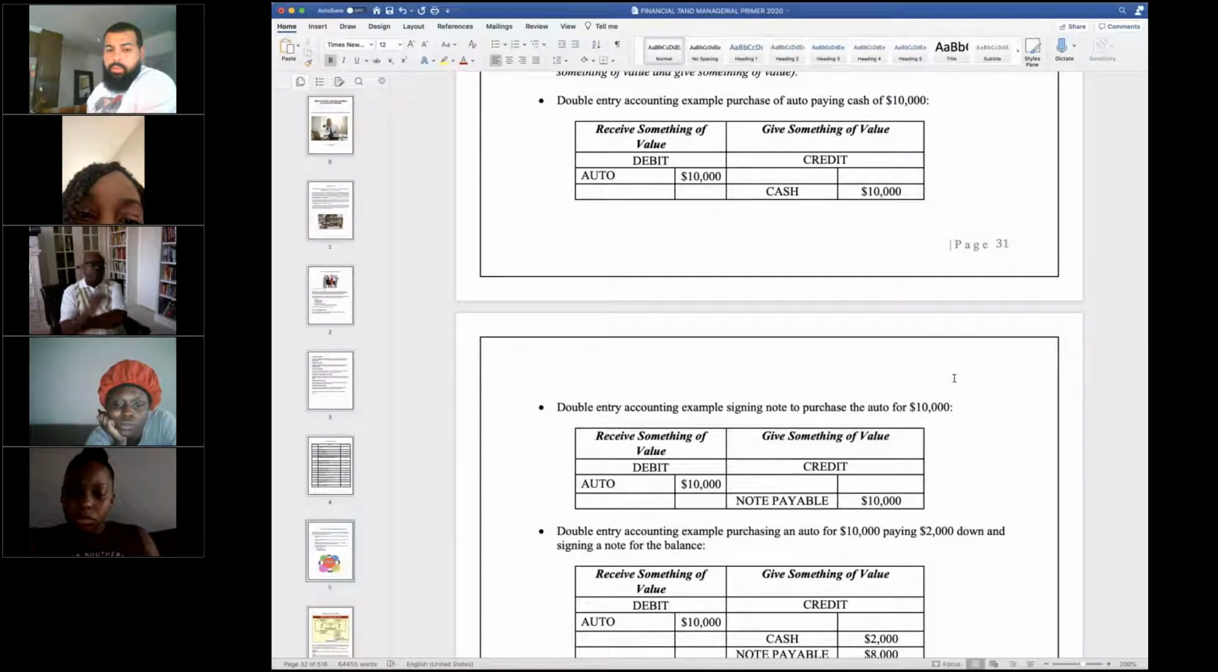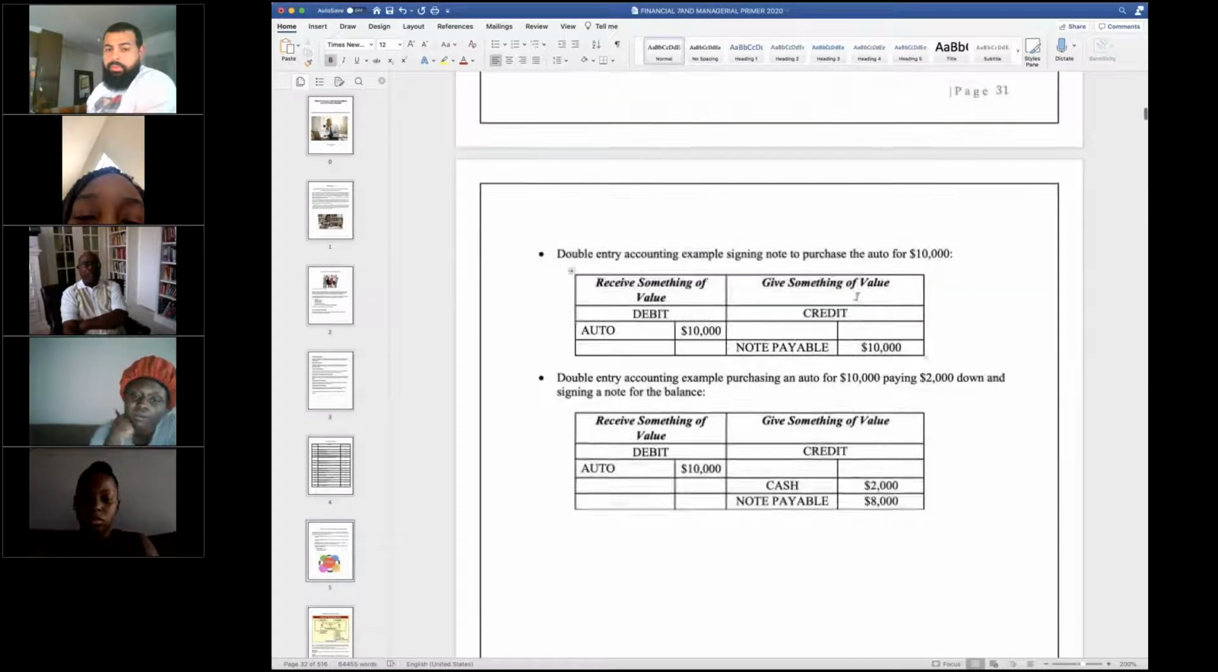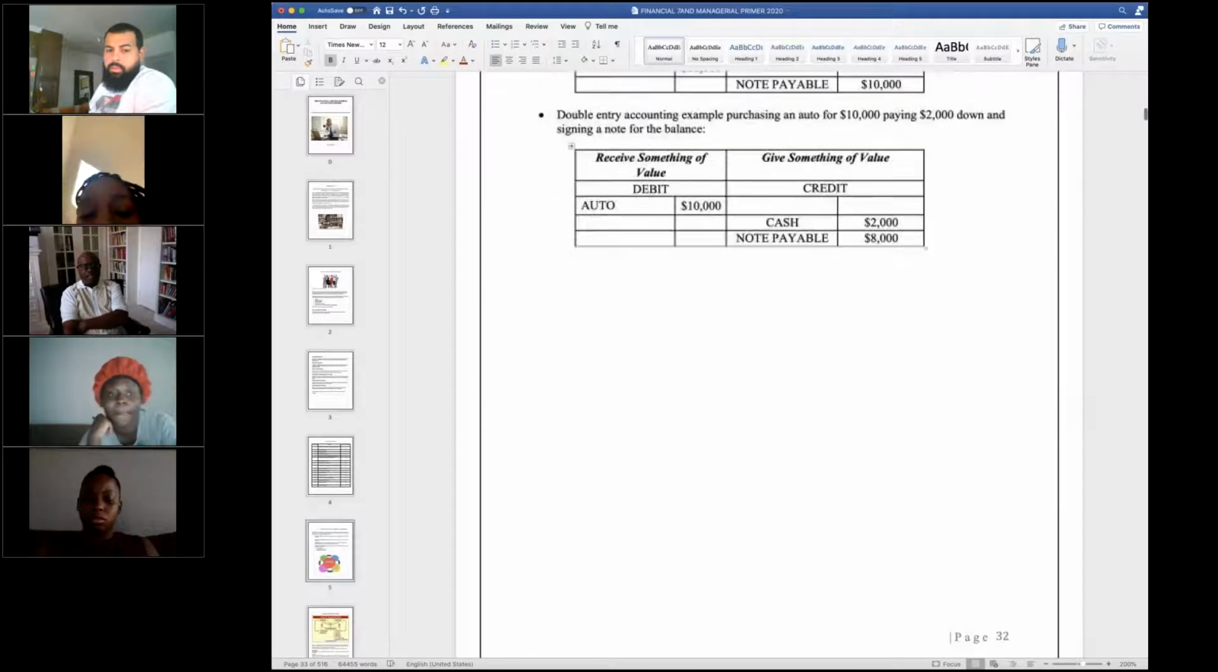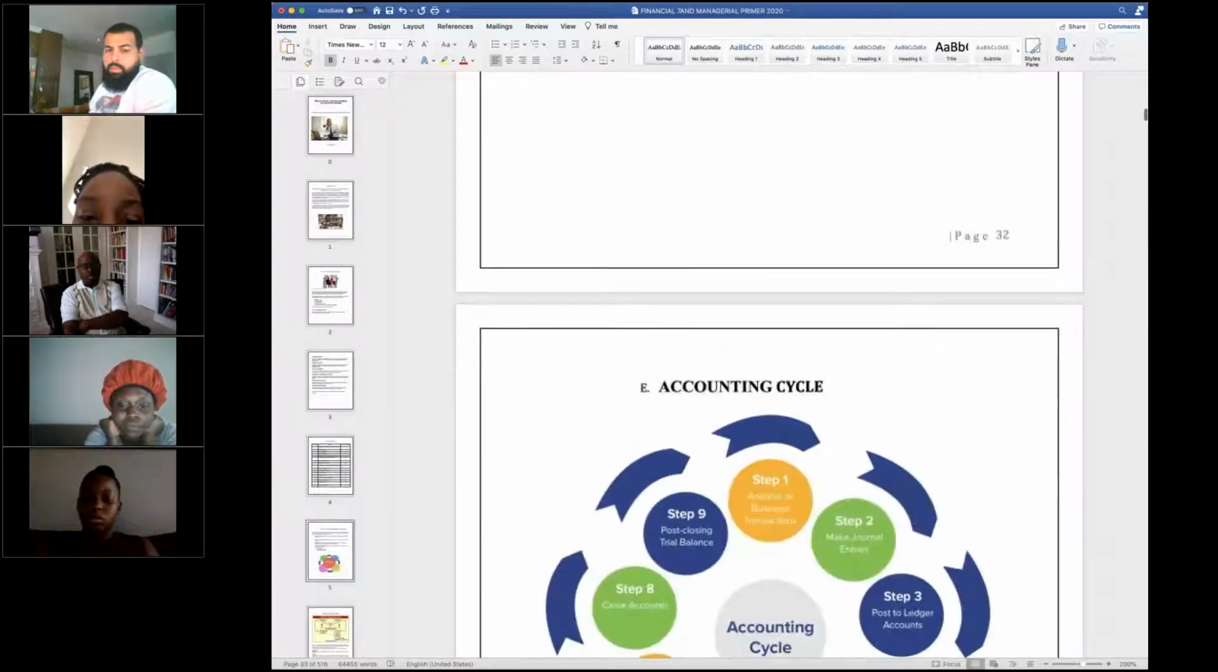Let's look at an example of buying a car. If you bought the car and just paid cash, you debit auto and credit cash. If you bought it with a note, you debit auto, you got the auto, that's the value, you gave up a note. And in the final situation, you bought the auto paying $2,000 down. You still received something of value, the auto, $10,000, but you gave up cash for $2,000 and a note of $8,000. So that's fundamentally how we start accounting.